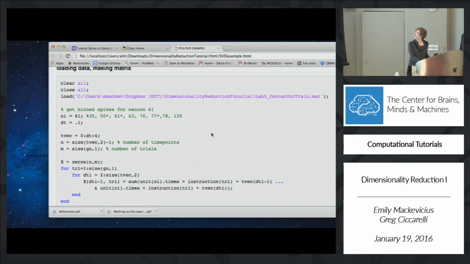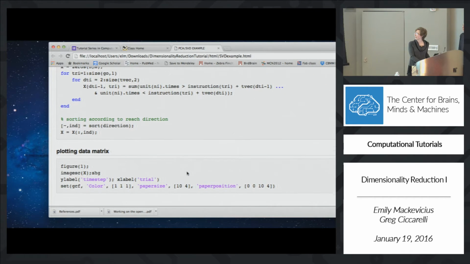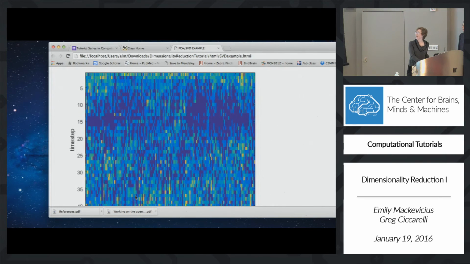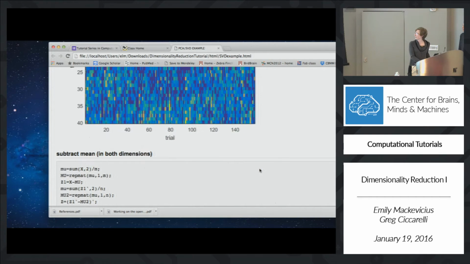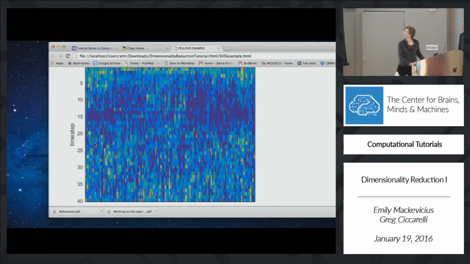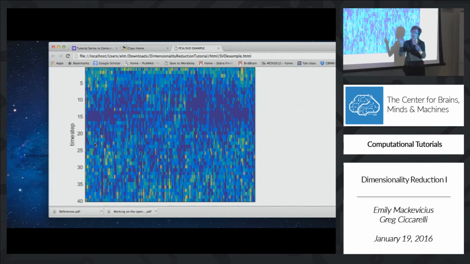First of all, I just load the data into Matlab, and I plot the data using image scale. So this is the plot that I showed you in the slide. Next, I subtract the mean from the data. For every time point, I subtract the mean activity of that neuron across all trials. This is useful so that you get your cluster of data points all centered around 0.